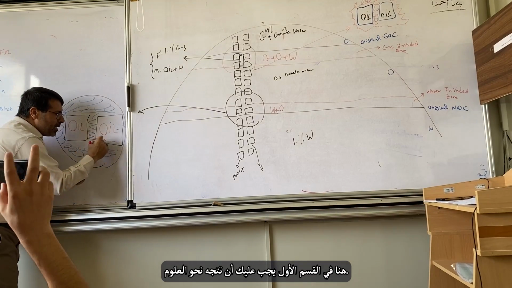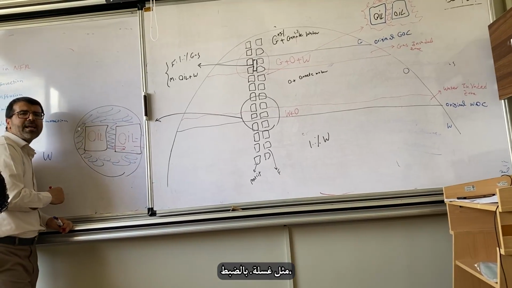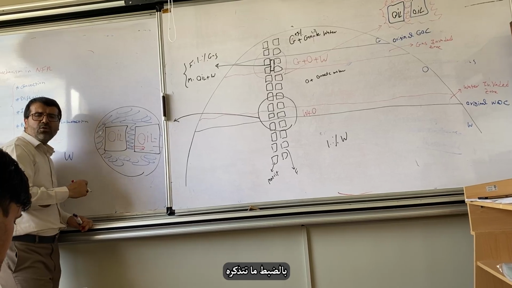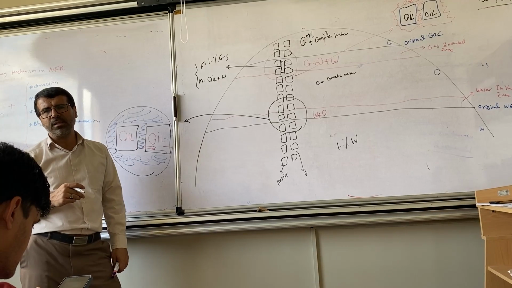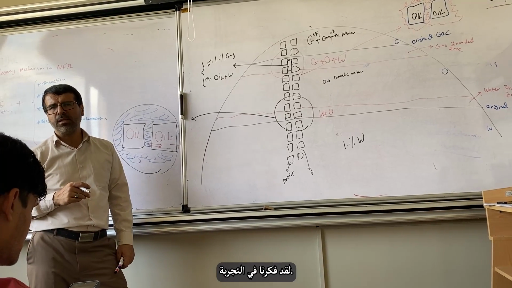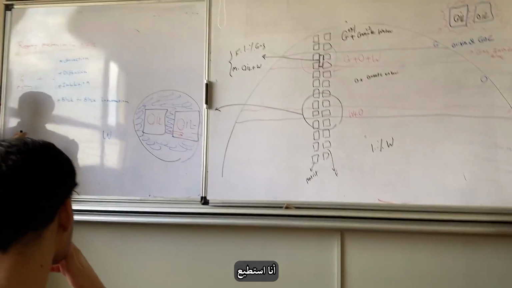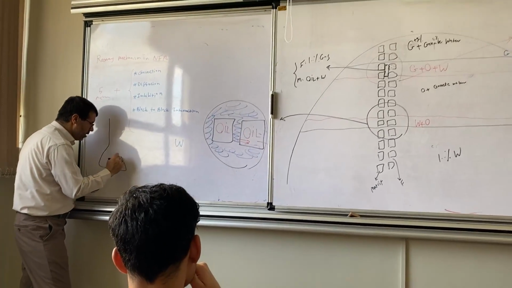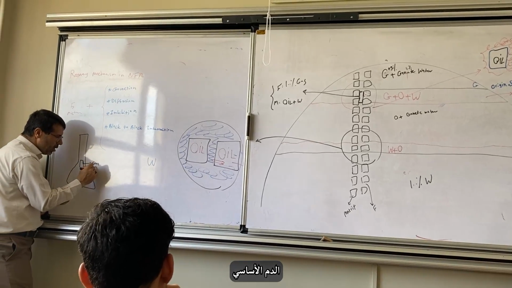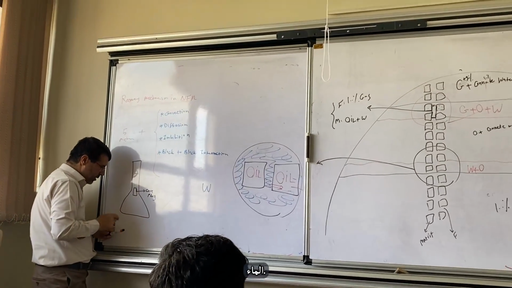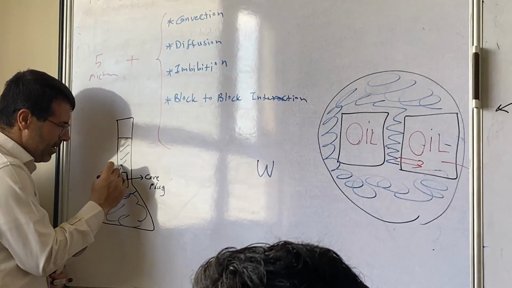Water should go inside this block and push the oil out of it, like a wash. Exactly. Do you remember in the rock fluid properties, we had the Amott experiment? No? I'll tell you. The Amott experiment is a core plug inside the water. This is water.